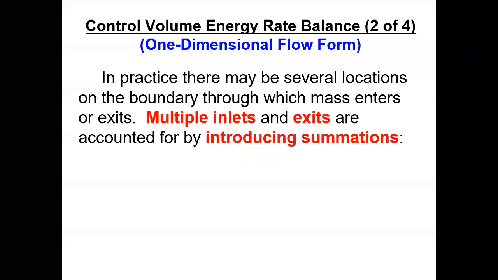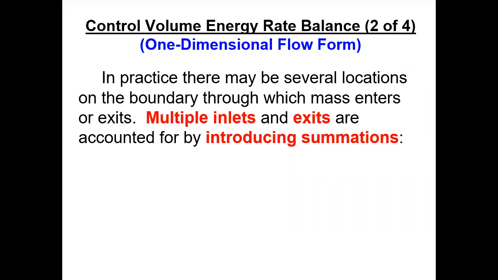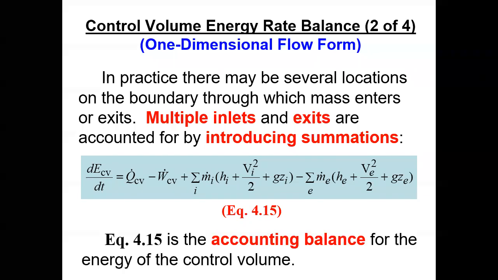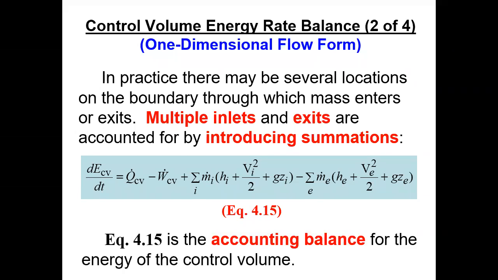Okay, let's see. In practice, there may be several locations, so we can have multiple inlets and exits, and you know what we do. We just stick in a summation sign, and so at each inlet, you have to evaluate all that stuff. At each exit, you have to evaluate all that stuff. So there's not much to that. So this is the accounting balance for energy of the control volume.